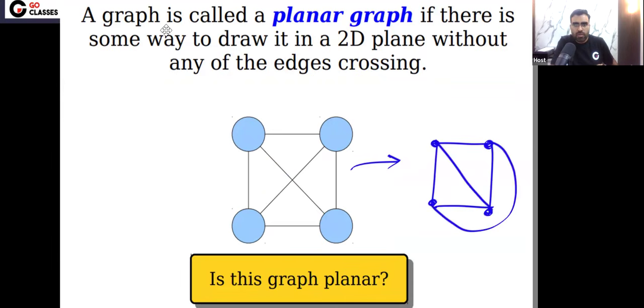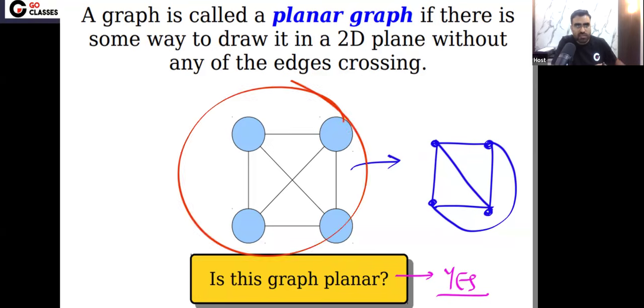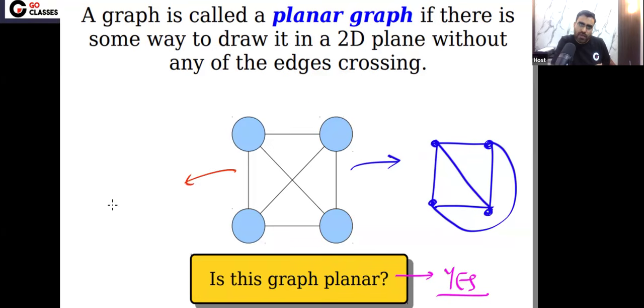That's it. So remember, is this planar graph? Your answer will be yes. Please understand. Yes, this graph is planar graph. Look at this graph. This graph is planar graph. Okay, why is this graph planar graph? Because there is some way to draw this without edge crossing.